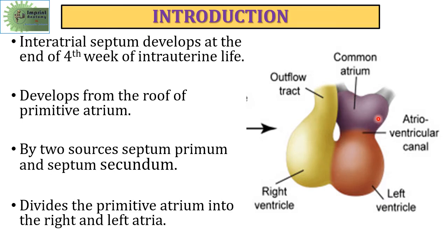In this common atrium, the interatrial septum develops from the roof of the common atrium. It develops from two sources: the first is the septum primum and the second is the septum secundum. After fusion of these two septa, the common atrium divides into the right atrium and the left atrium.